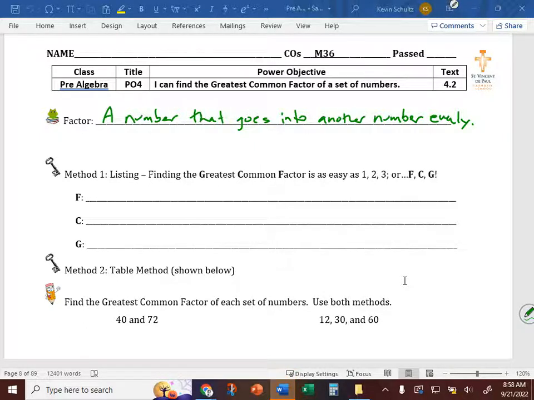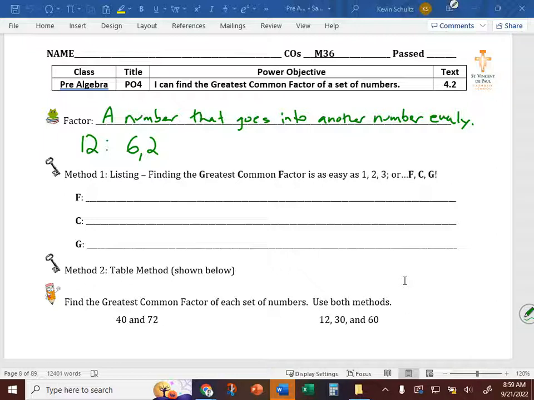Okay, for example, what are the factors of 12? 6 goes into 12 evenly. How many times does 6 go into 12 evenly? 2, right? So 6 and 2, they would be considered a factor pair. It's the pair of numbers that together can make 12.